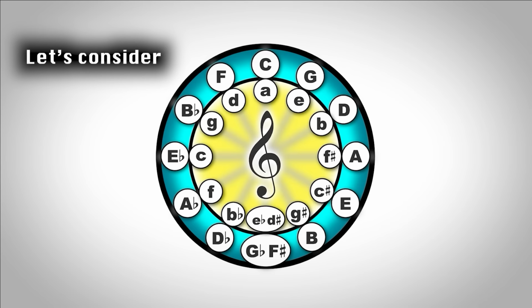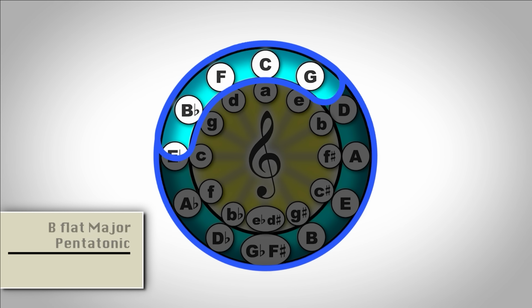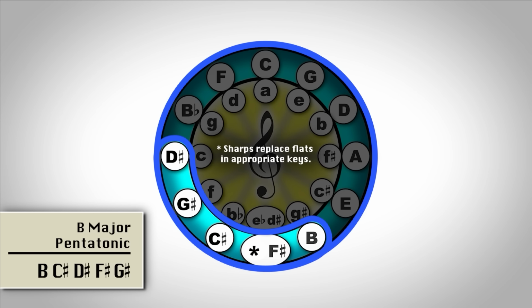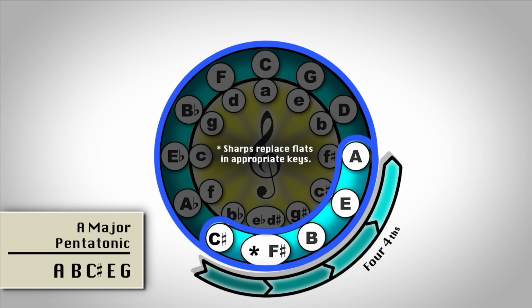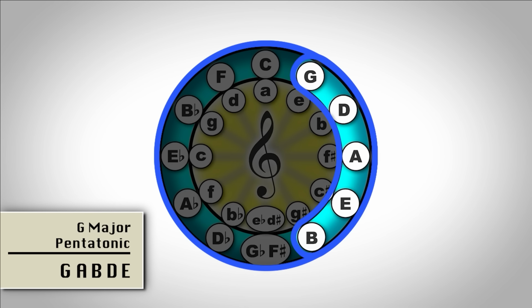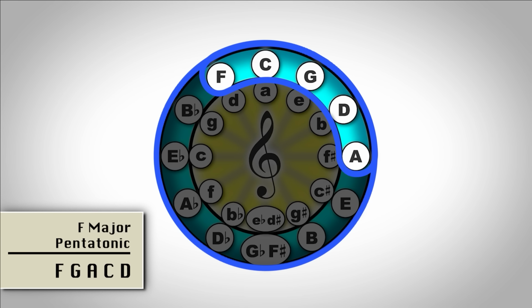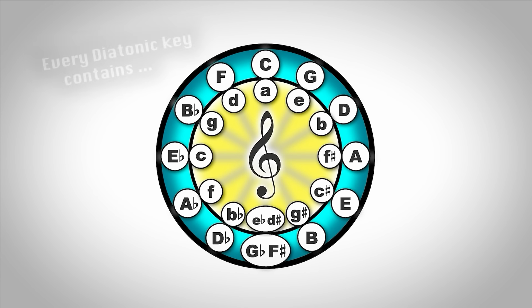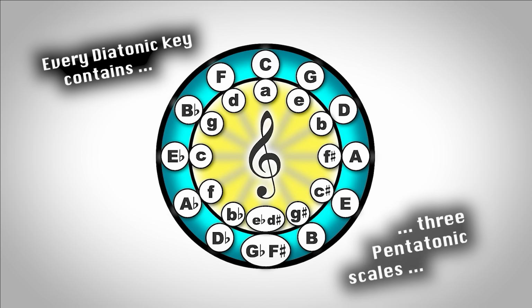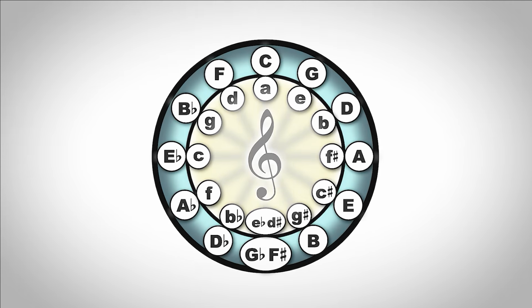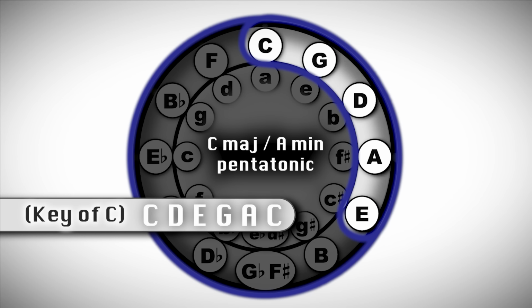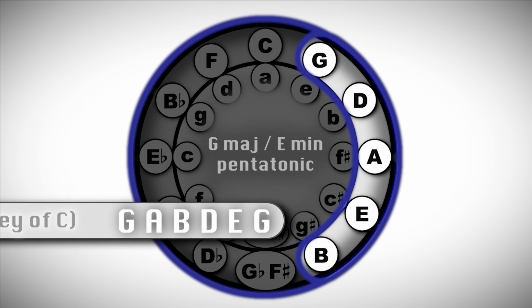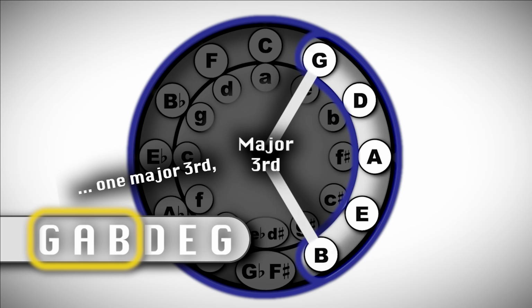Let's consider pentatonic scales. Any 5 consecutive positions on the circle comprise the notes of a pentatonic scale, organized in fourths and fifths. Every diatonic key contains 3 pentatonic scales, including the major and minor mode for each. The key of C contains C major A minor, F major D minor, and G major E minor. Each pentatonic scale has 1 major third and 2 minor thirds.